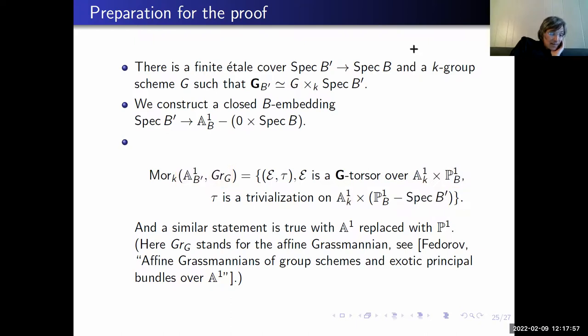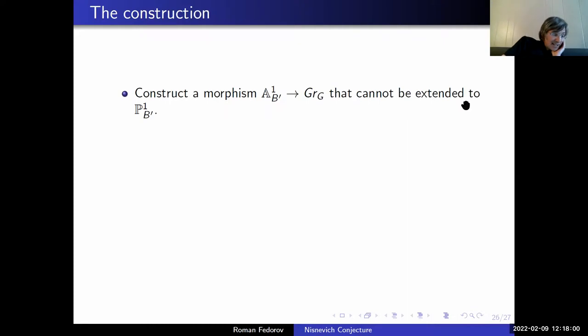Okay, so the next step: I'm constructing a morphism from A_B'^1 to the Grassmannian of G that cannot be extended to P_B'^1. It's certainly very believable because A_B'^1 is at least two dimensional, and there is no reason why a morphism from a two dimensional scheme would extend to a divisor, right? In the one dimensional case, it would extend because the Grassmannian is ind-proper, but in the two dimensional case, you have things like X divided by Y.